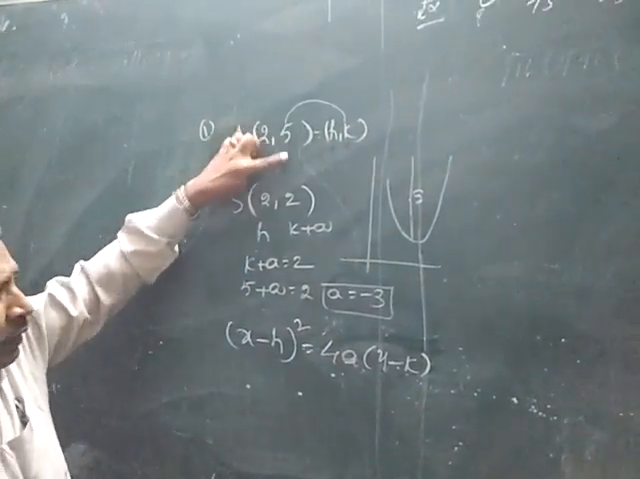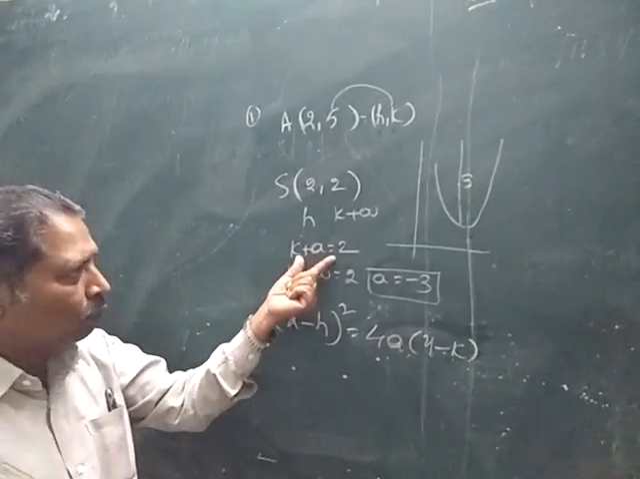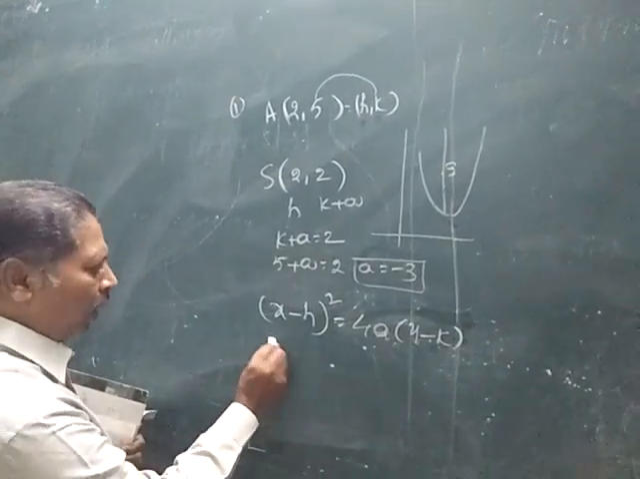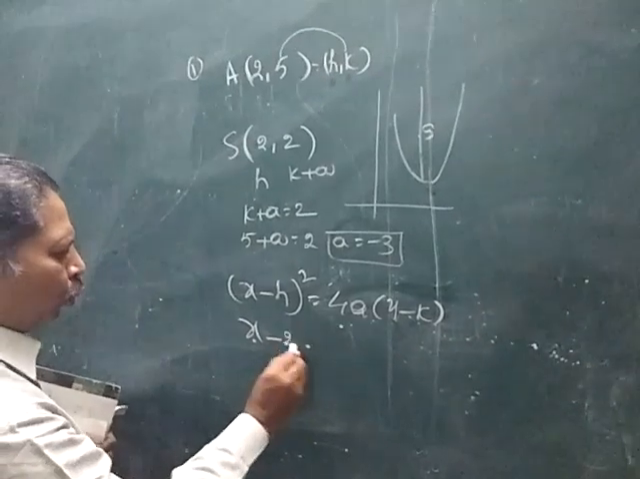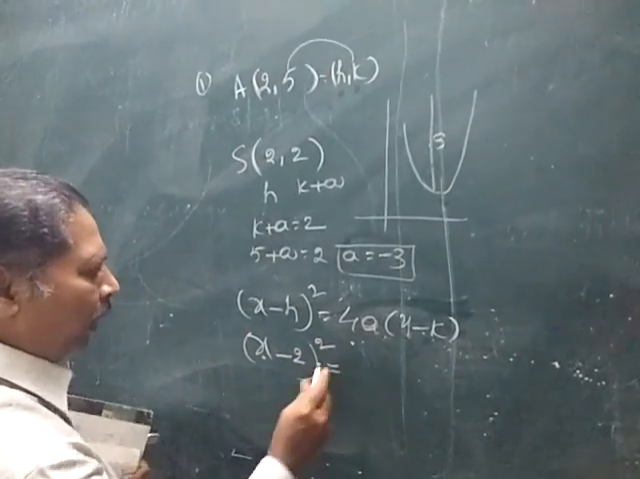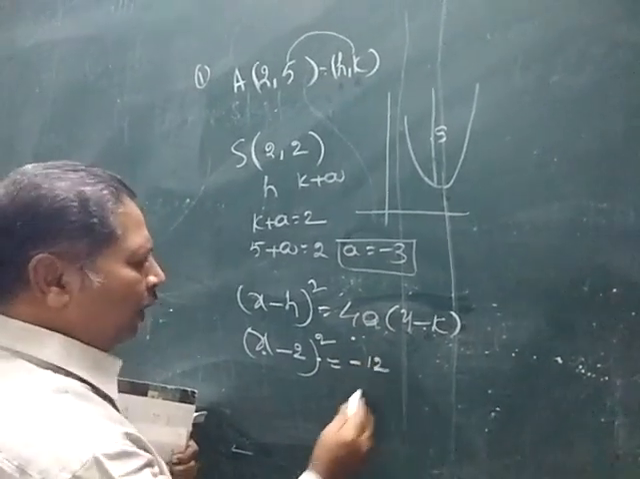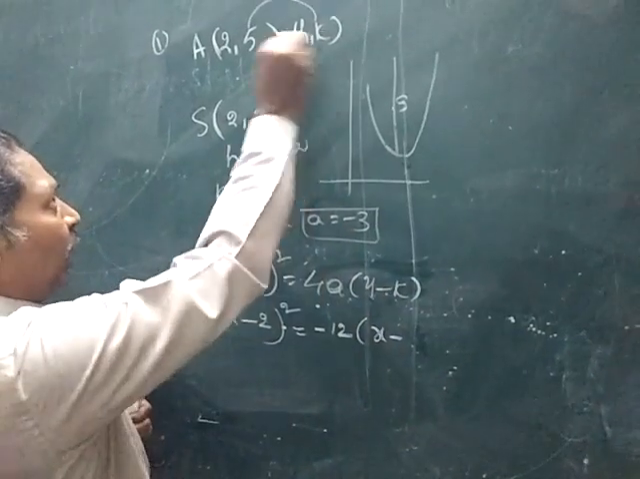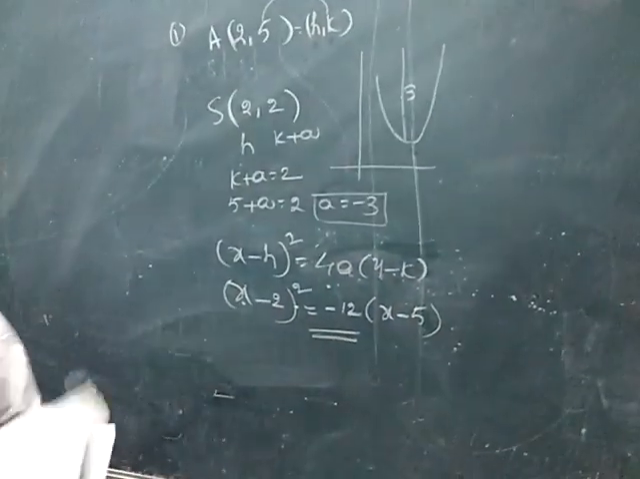The focus is (h, k + a), and k + a has value 2. The k value is 5. Substitute the values: (x - 2)² = 4(-3)(y - 5), that is, (x - 2)² = -12(y - 5).